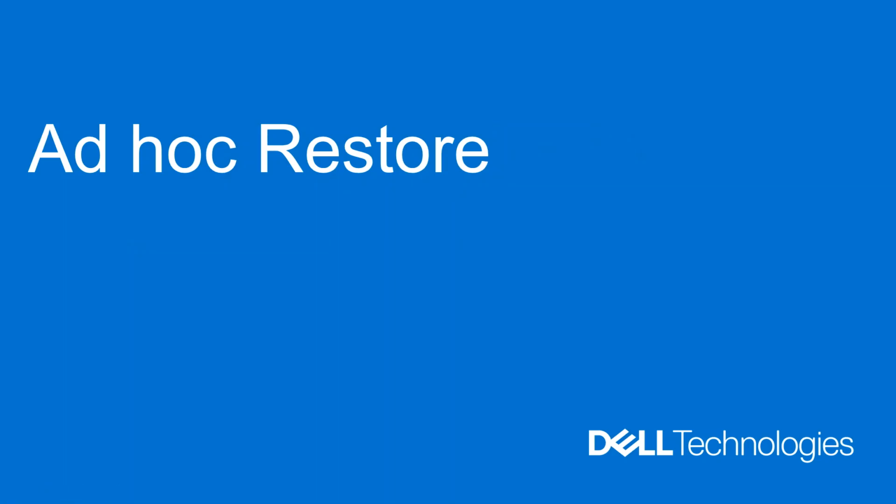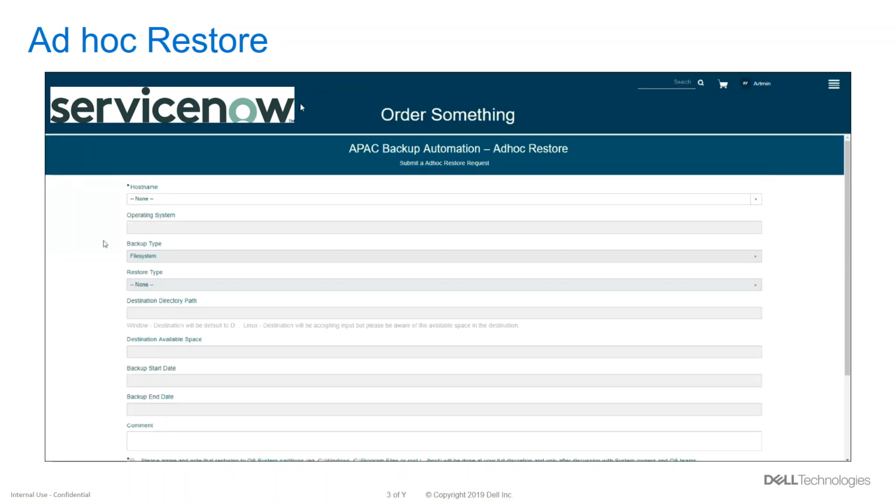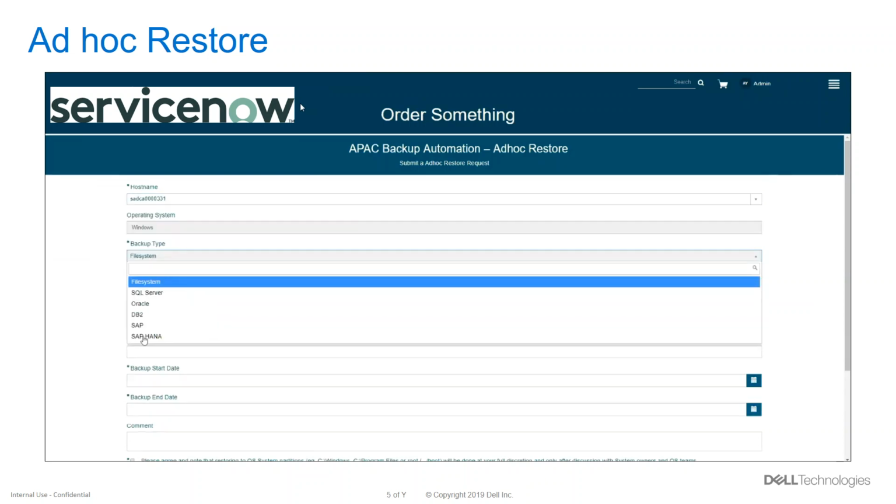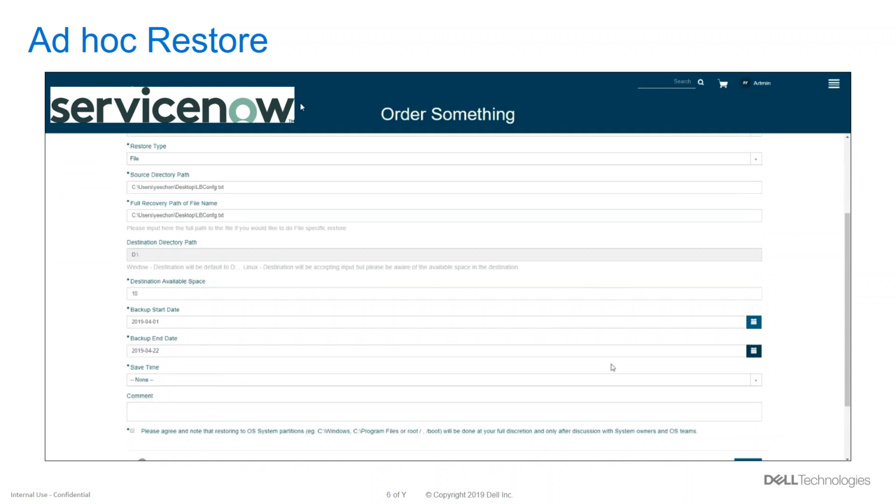They've done a few integrations. Today, I'll show you two examples. I'll first show you ad hoc restore. This is the first page their customers will see. In the host name field, they can just type a subset of the name, and it will list down the hosts that contain what they just typed. They will also choose what they plan to restore, if it's a file system, a database, or whatever they want to restore. They will scroll down for more fields to fill out.